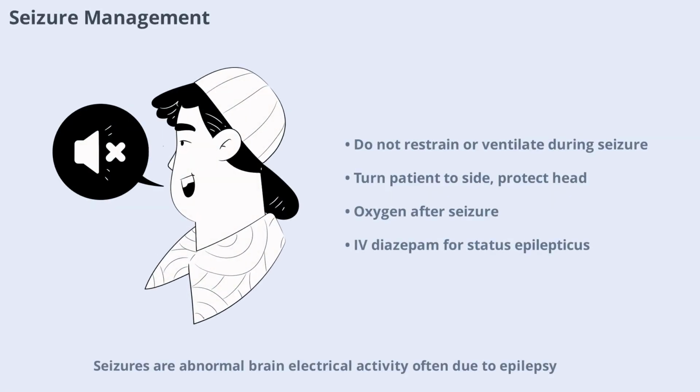Seizures are abnormal brain electrical activity, often due to epilepsy, hypoglycemia, or hypoxia. Typical tonic-clonic seizures involve muscle contractions, loss of consciousness, and risk of injury. Never restrain movements or put objects in the patient's mouth during a seizure. Turn the patient to their side, protect the head, and monitor airway and vital signs.